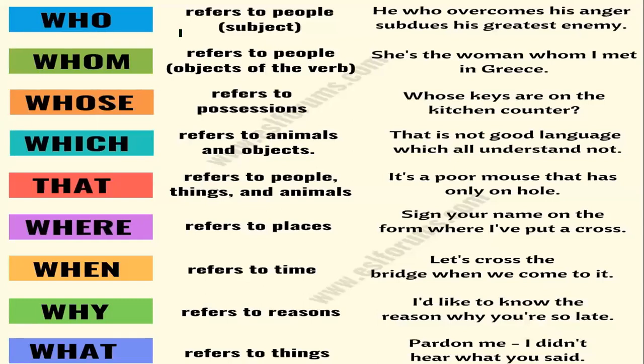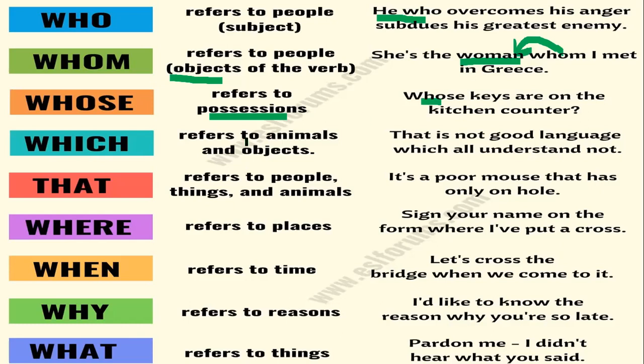We use who when we are referring to the subject. He, who. It's referring to the subject, so it is a relative pronoun of subject. When we are talking about people as the object, we use whom. She is the woman whom I met. So whom is talking about this lady, who is the object. Whose refers to possession, belongingness. Whose keys are on the kitchen table?